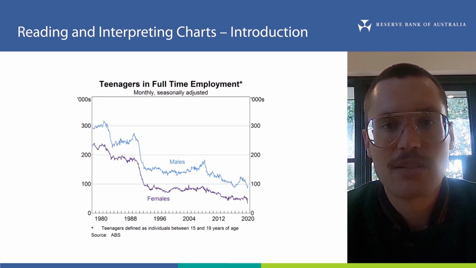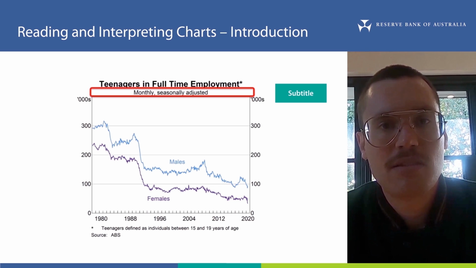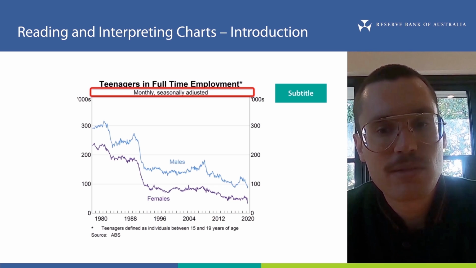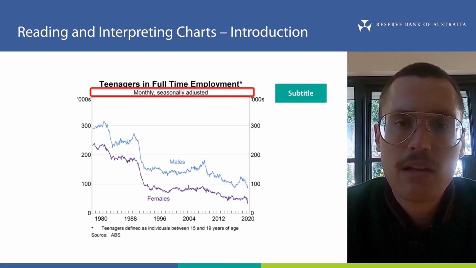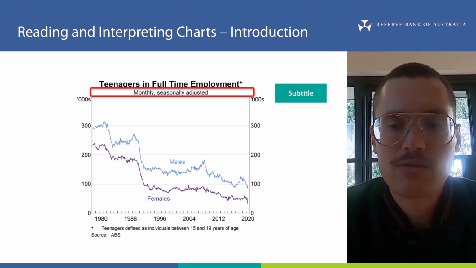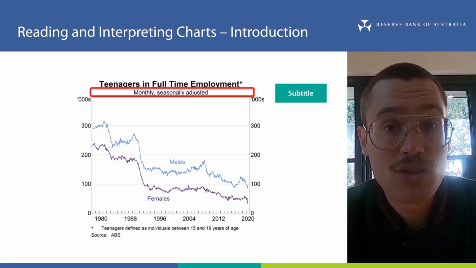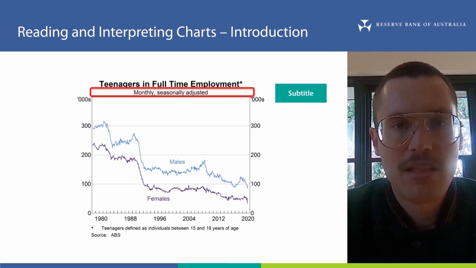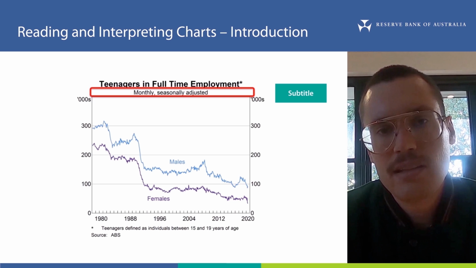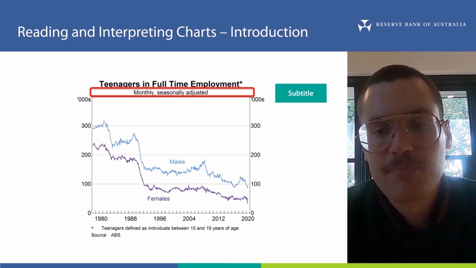Next, we'll look at the subtitle. Information that usually goes in the subtitle could be the type of data that's shown, the frequency of the data, or any transformations that have been made to the data. This information is put just below the title because it's necessary for the viewer to know this information to interpret the chart. For instance, in our chart we have the subtitle monthly seasonally adjusted. This tells us that the data measures the number of teenagers employed every month.